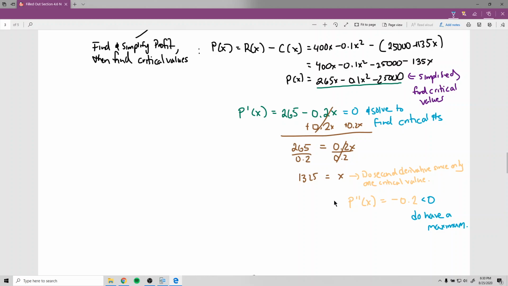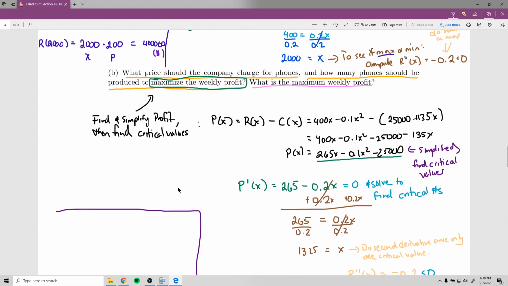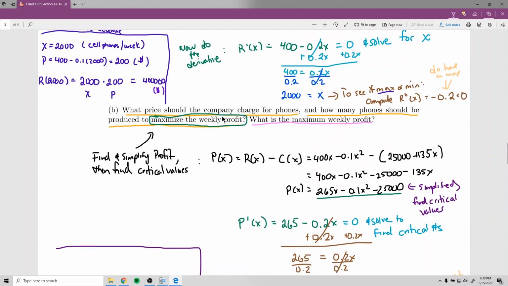Now, there could be examples where you have to plug in x here. So if you do, you have to plug in your x as 1,325 and make sure it's negative or positive. So we do have a maximum. And then we're going to answer the questions really exactly the same way now, except we're maximizing profit, so we have a different number, but we're going to plug in everything else similarly.